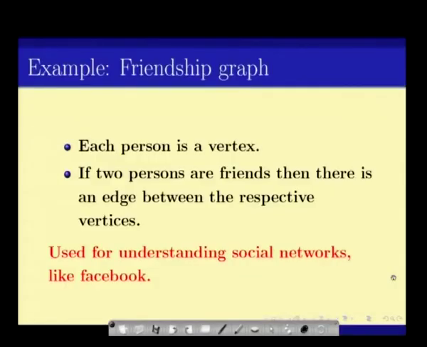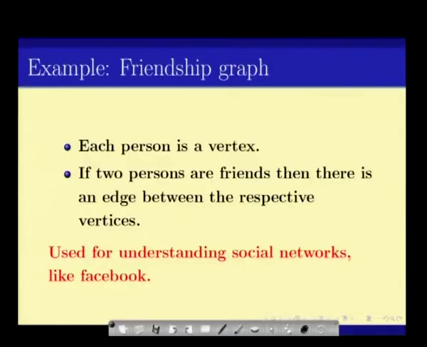Now, let us look at one example. This is known as the friendship graph. Each person is a vertex. I represent each of the human beings on the earth as a vertex. Now, we say that any two persons, if they are friends, then I draw an edge between them.